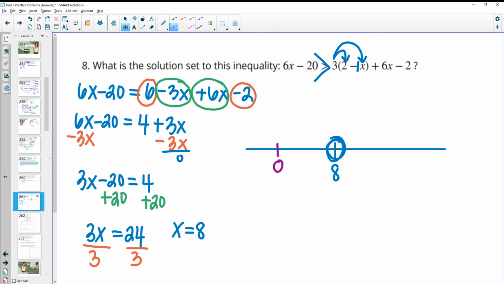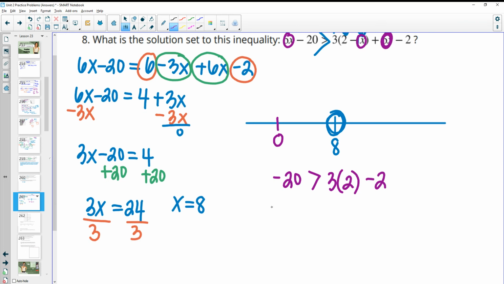So 6 times 0 is 0 minus 20. And then we're going to see if that's greater than when we plug it in here. So we're going to do 3 times 2 minus 0 is 2. And then we still have plus the 6 times 0, which is just 0. So I'm going to get rid of that plus. And then we have minus 2. So I just plugged 0 in for all the x's. So then we have negative 20. Is that greater than 6 minus 2? And 6 minus 2 is 4. Is negative 20 greater than 4?